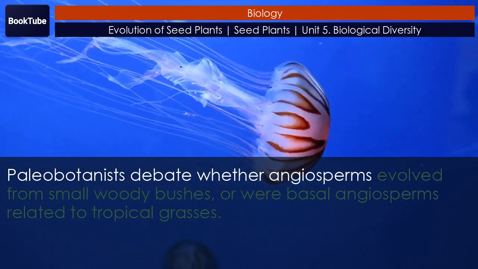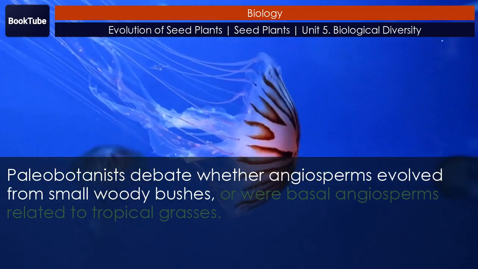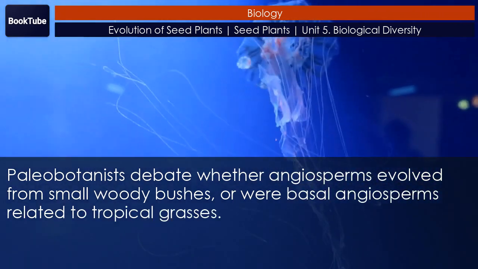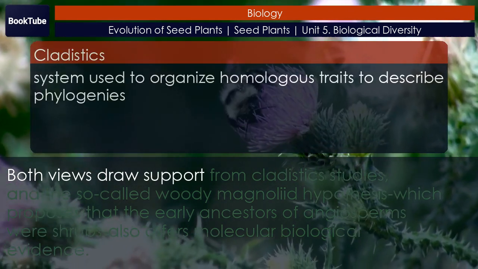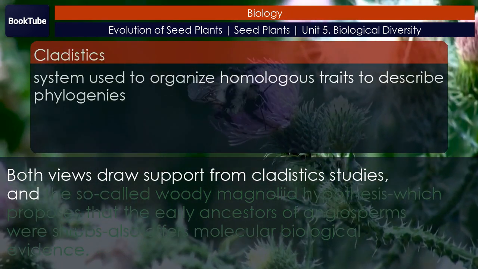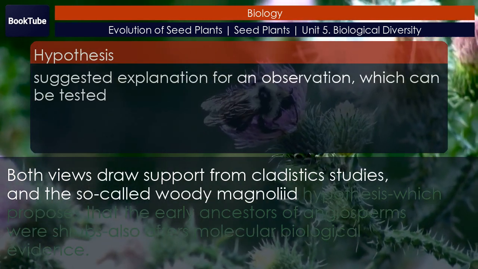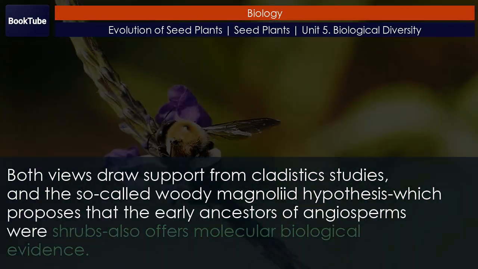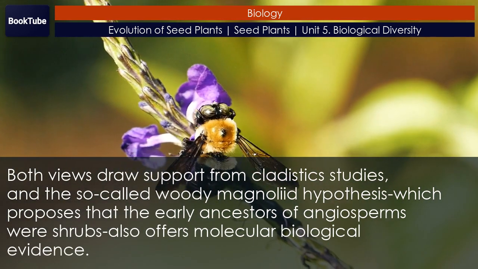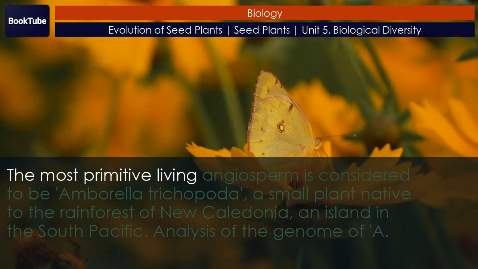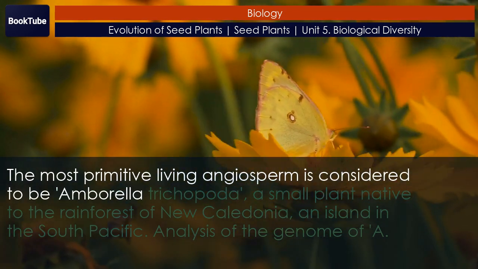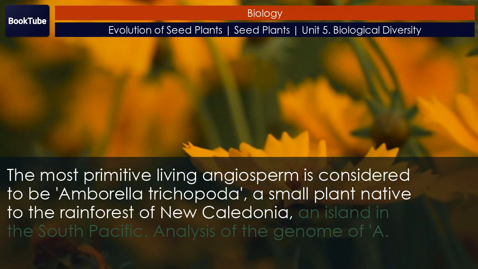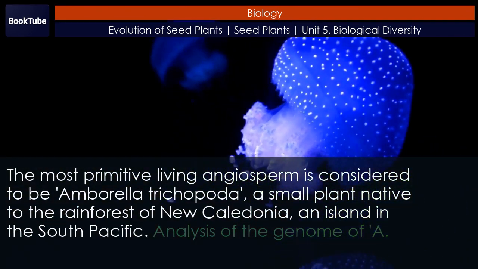Paleobotanists debate whether angiosperms evolved from small woody bushes, or were basal angiosperms related to tropical grasses. Both views draw support from cladistics studies, and the so-called woody magnoliid hypothesis, which proposes that the early ancestors of angiosperms were shrubs, also offers molecular biological evidence. The most primitive living angiosperm is considered to be Amborella trichopoda, a small plant native to the rainforest of New Caledonia, an island in the South Pacific.